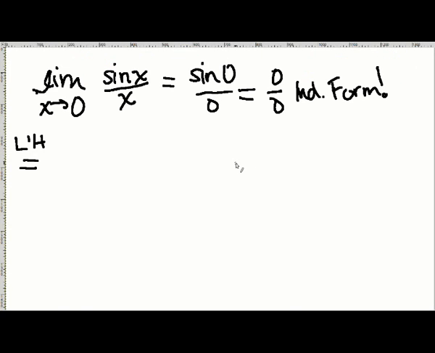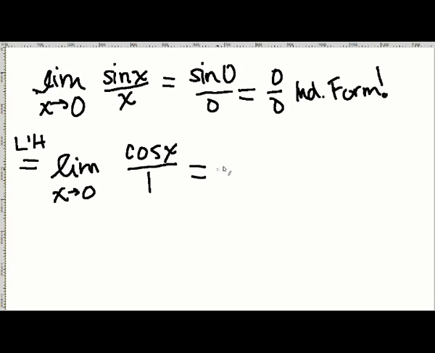So this limit will be the same as the limit as x goes to 0 of the derivative of sine x, that's cosine x, over the derivative of x, which is 1. And now we try direct substitution again. I get the cosine of 0 over 1, well, that's just the cosine of 0, which is 1.